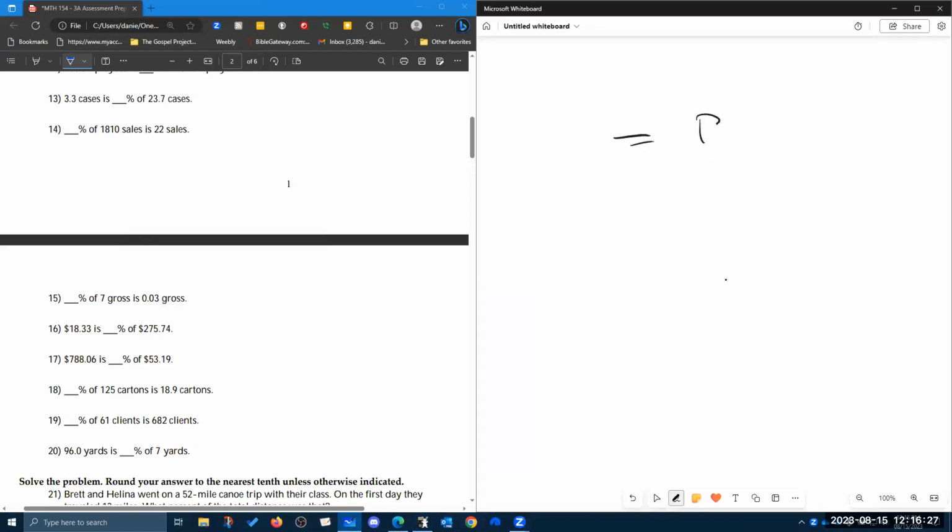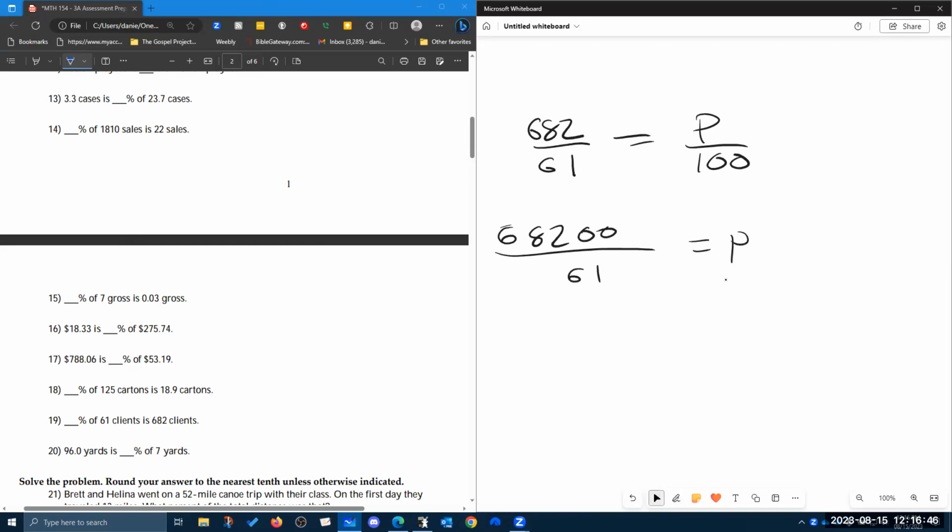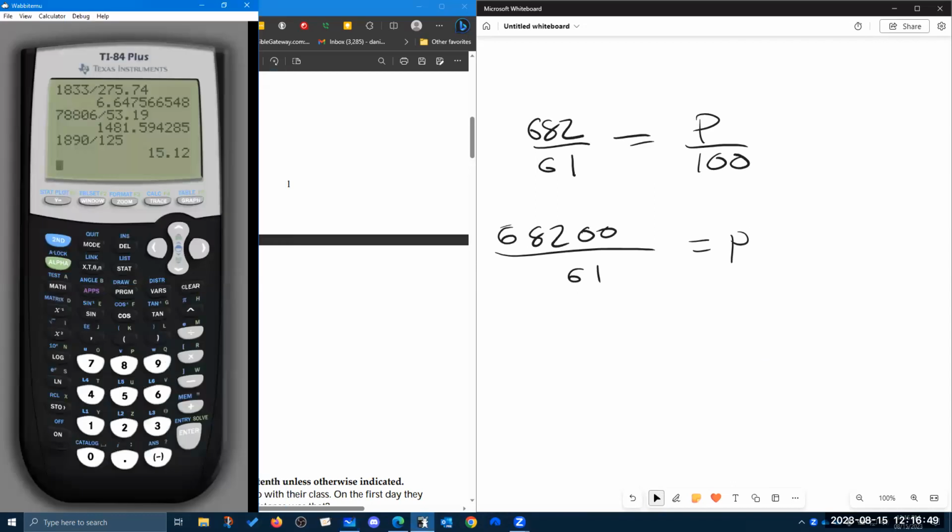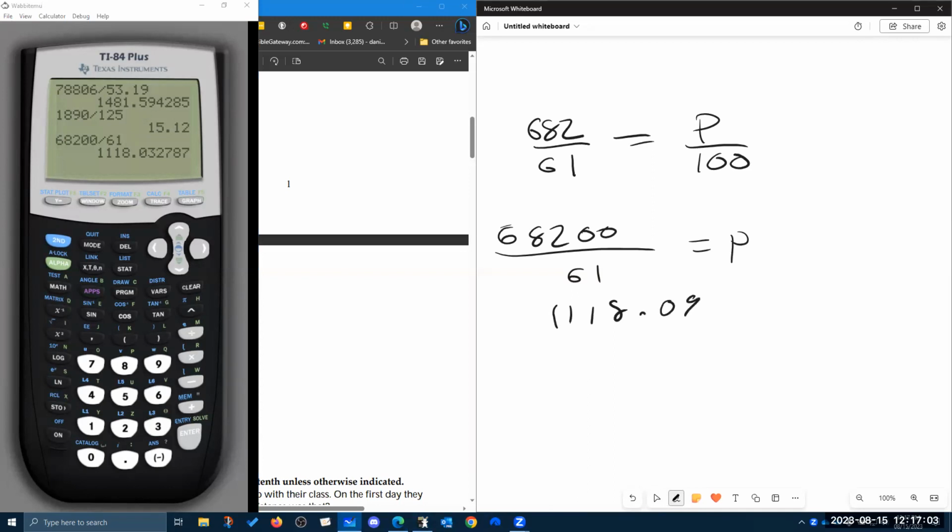Blank percent of 61 clients is 682 clients. So again, we're going to multiply by 100 here. It's going to be a big number. 1,118 point nothing, right? Percent, it rounds down.